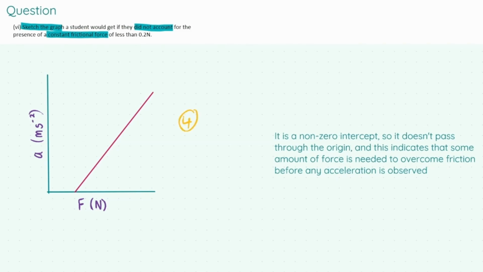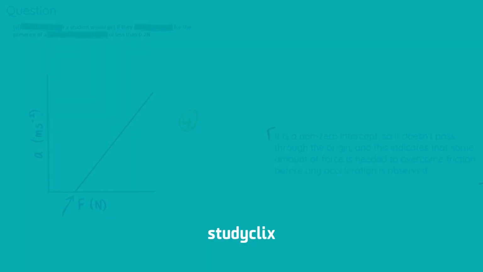The main thing to remember is that the line of best fit does not go through the origin. It starts from about here roughly, where it has an x-intercept, so it doesn't go through the origin. This here is a side note. It's not required to get your marks, but it explains the answer if you're a bit confused. It explains that this is a non-zero intercept, so it doesn't go through the origin, and this indicates that some amount of force is needed to overcome the friction before any acceleration is observed.